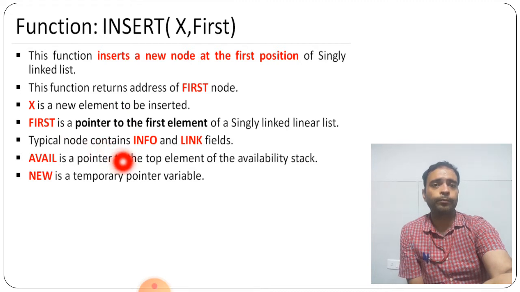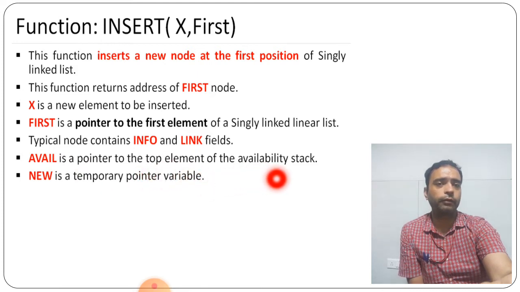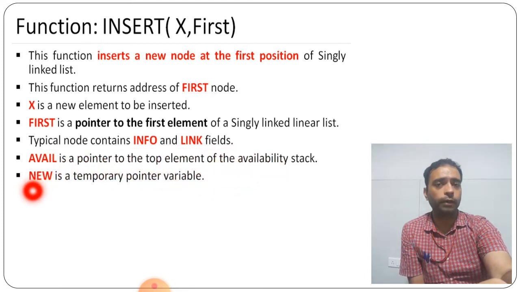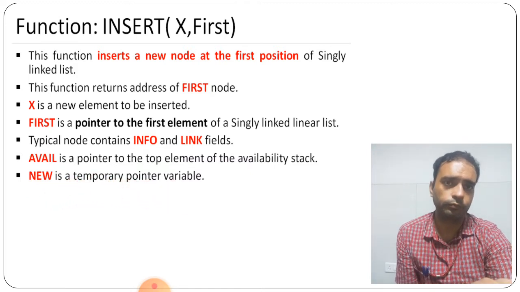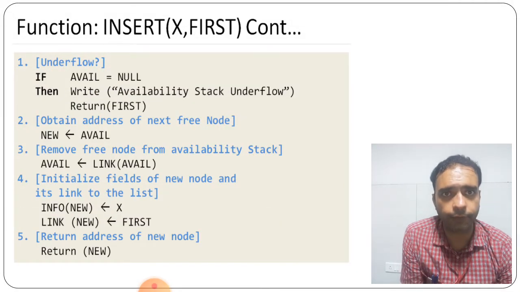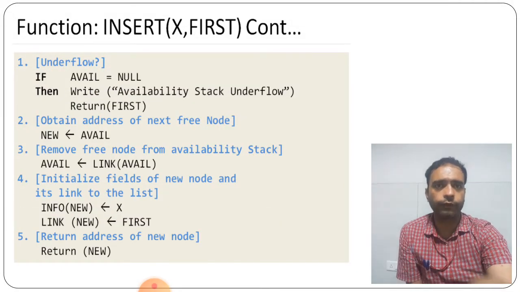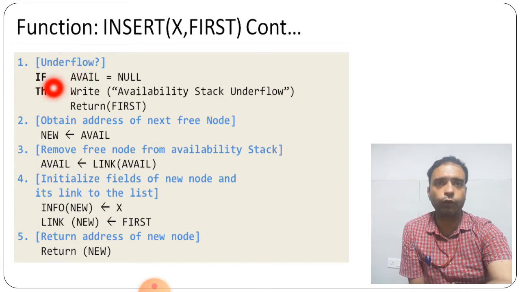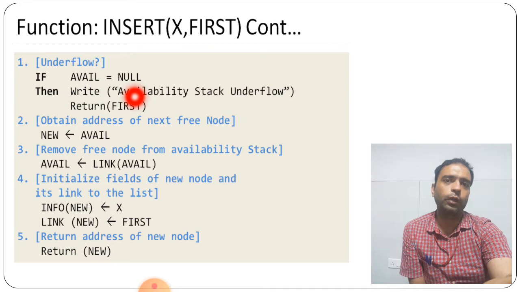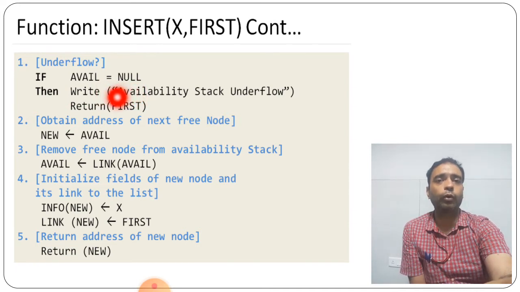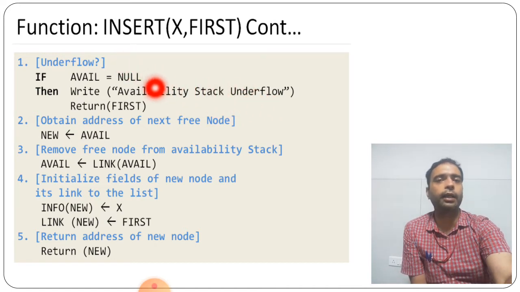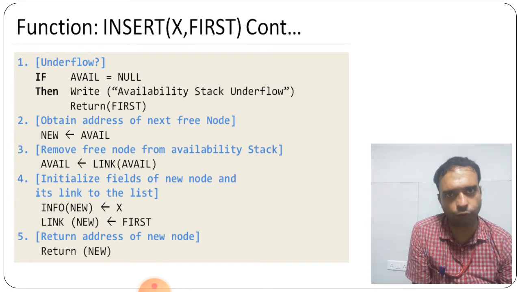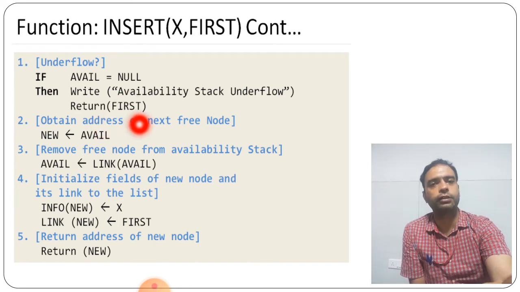Now the typical node contains the info and the link fields. Now avail is a pointer to the top element of the availability stack, and the new is the temporary pointer variable. Now what we are able to see here is the underflow part. If avail is equal to null, अवेल इज इक्वल टू नल का मतलब वो पार्ट खाली है, एम्प्टी है, मतलब अगर नल है मतलब कोई भी पार्ट दैट इज अंडर फ्लो, मतलब नन ऑफ द पर्टिकुलर पार्ट इज अवेलेबल, दैट इज अंडर फ्लो, सो इट विल रिटर्न डायरेक्टली फर्स्ट.